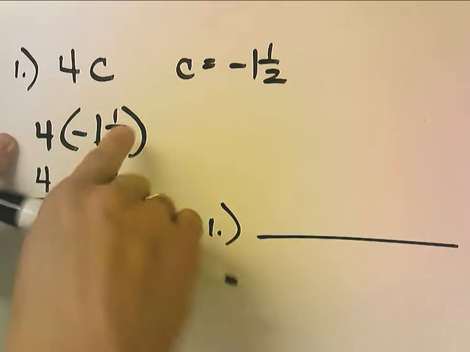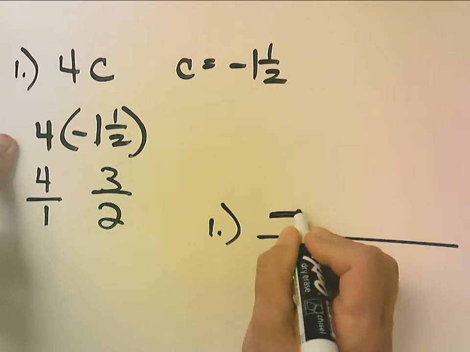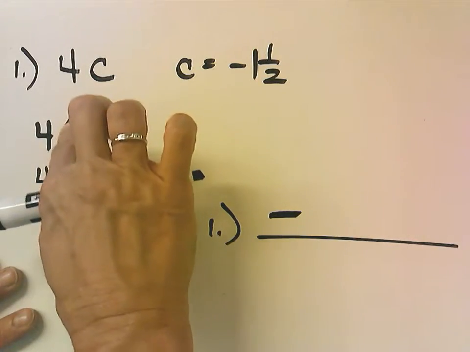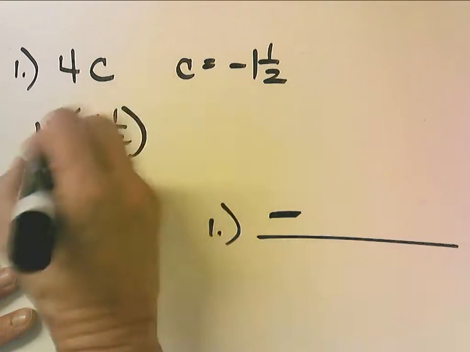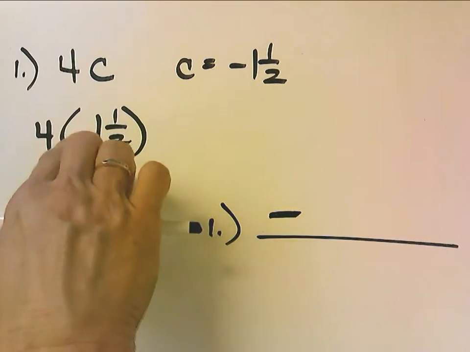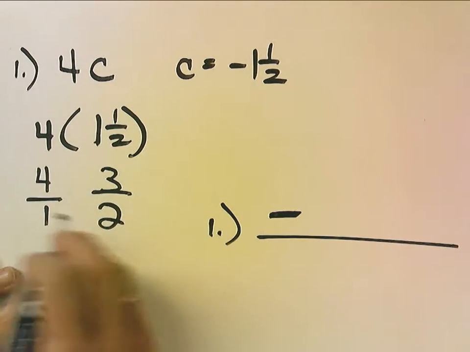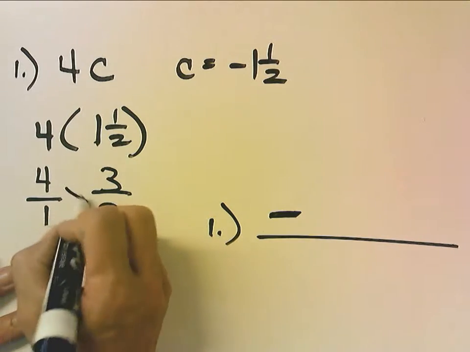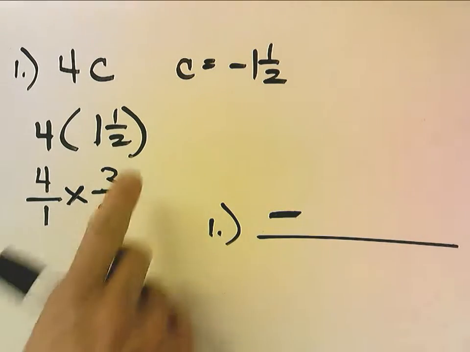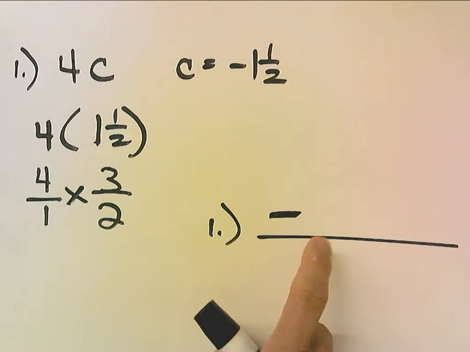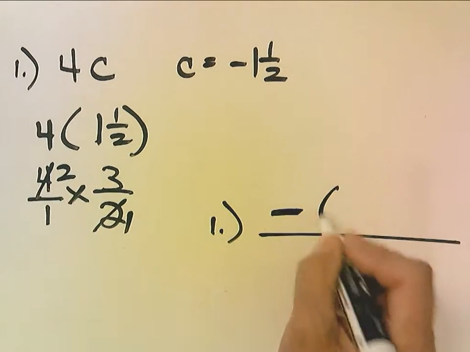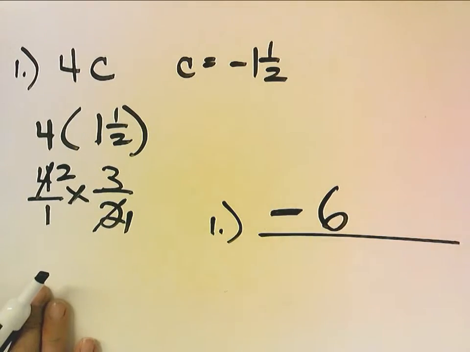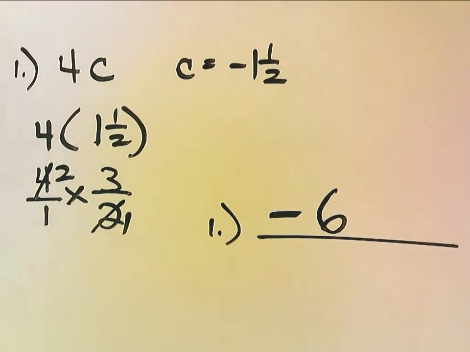What is a positive times a negative? It's always going to be a negative. So now I can ignore that it's a negative, because some of you get confused when you're multiplying and adding. So 2 times 1 is 1 plus 2 is 3. So now I'm just going to do 4 over 1 times 3 over 2. I know my answer is negative. I can cross simplify, and my answer is -6. Okay?